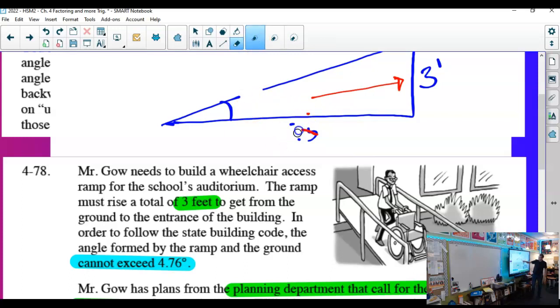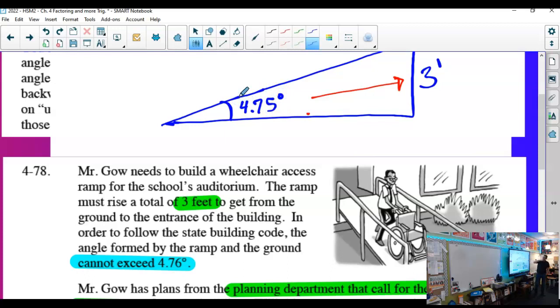So I'm going to erase this because we don't know that now. We can say 4.75 degrees. So then, are we still using tangent? Yeah, because we're still talking about opposite and adjacent, right?